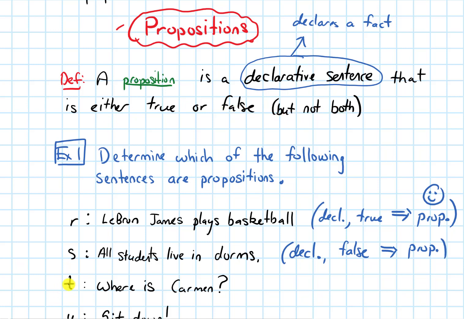Okay, what about sentence T, which asks, where is Carmen? So this one's different. This sentence isn't declarative. When I look at it, I can't just ask, is this true or false? That doesn't really make sense because it's a question. It wouldn't make sense to say something like, well, where is Carmen, that sentence is true. So it's not declarative. That makes this not a proposition, so I will put a sad face on this one.